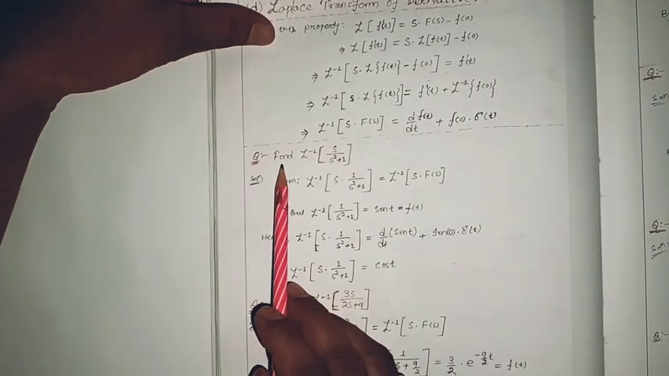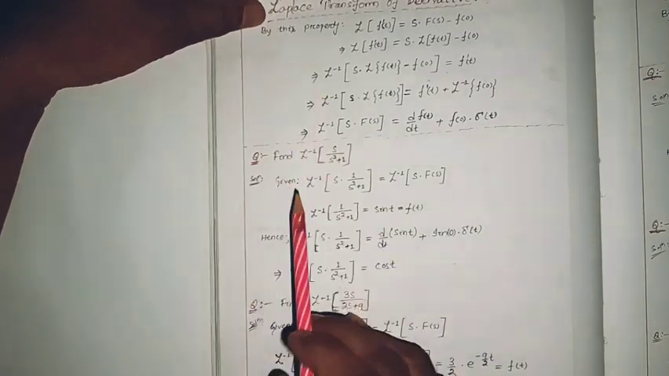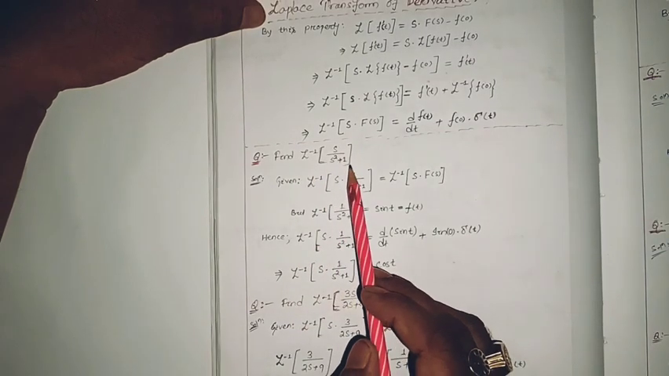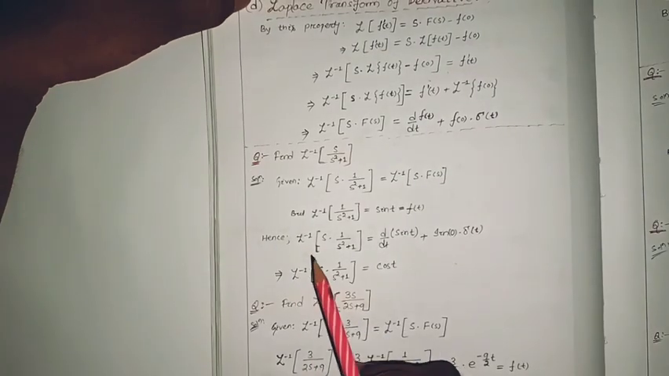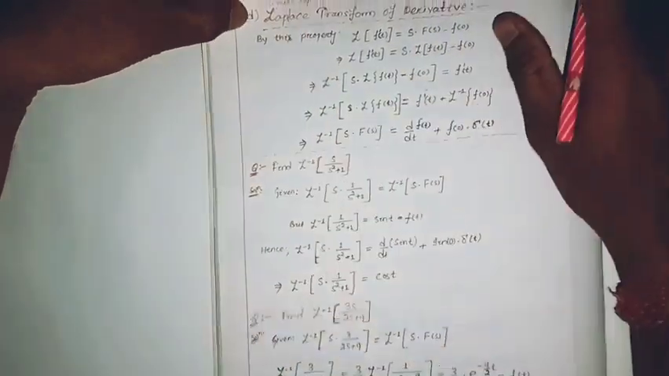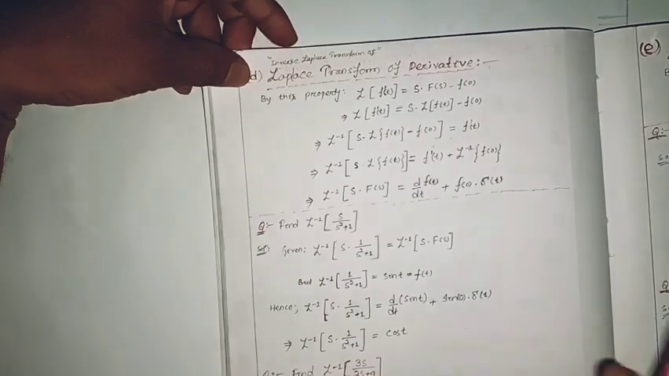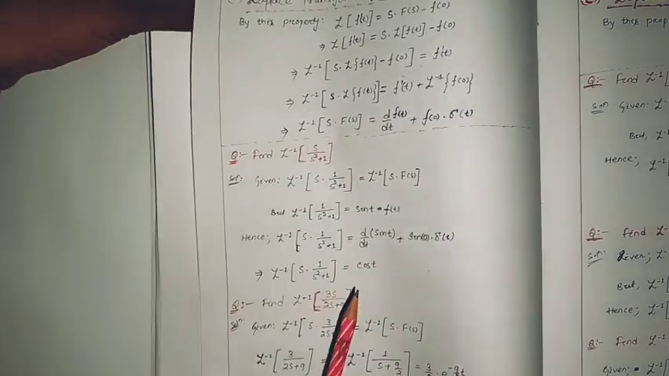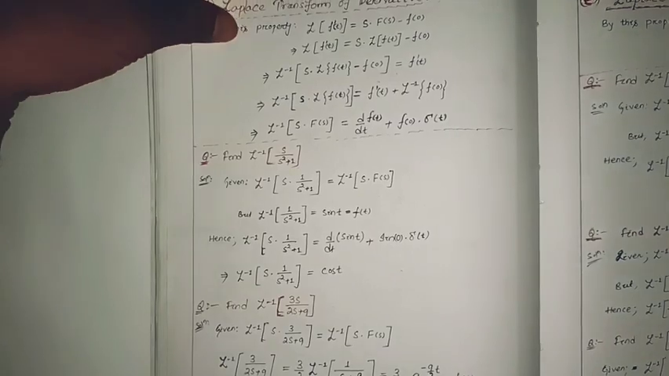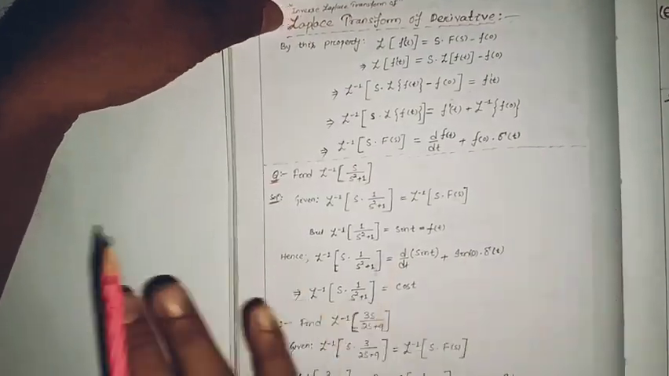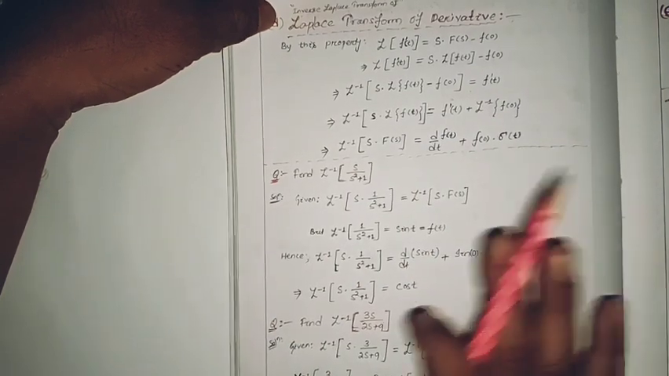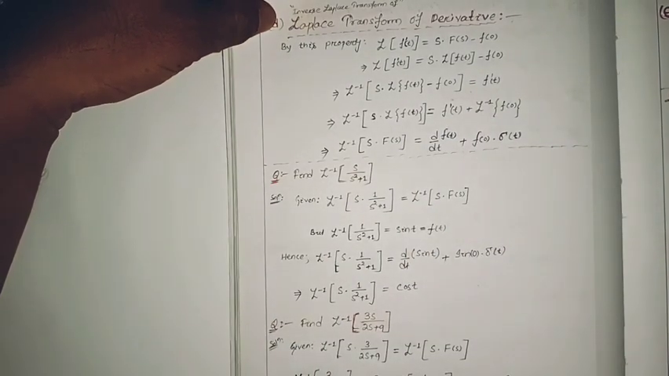So first, find the inverse Laplace transform of s by s square plus 1. This numerical is going to be solved with the help of this property, the Laplace transform of derivative. After each property, I do the numerical corresponding to that property, so you should not be confused. I have done this in a systematic way. You also write in your notes in this systematic way, it will be useful for your exam, right?